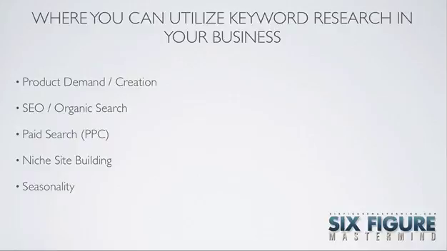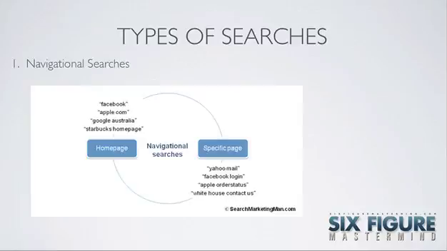So maybe there are certain times in your niche that people are going to buy certain types of products. So it's important to do that research and really understand who your buyers are, when they're searching, and how they're searching. Now I want to talk about three different types of searches that a user will do.